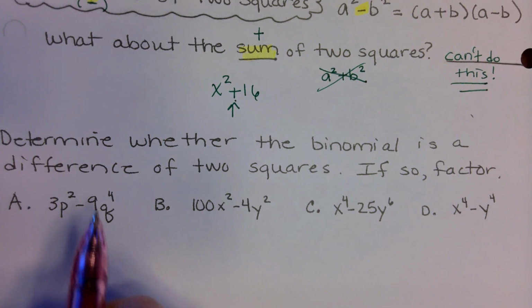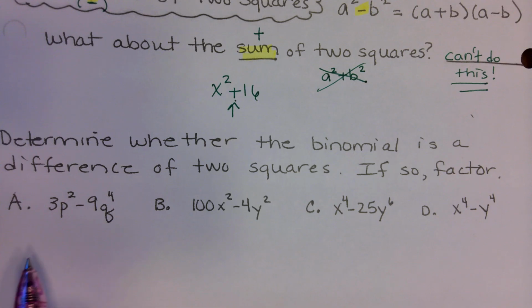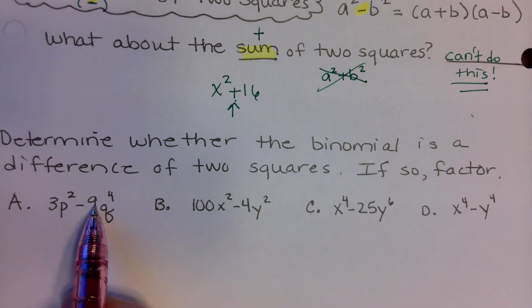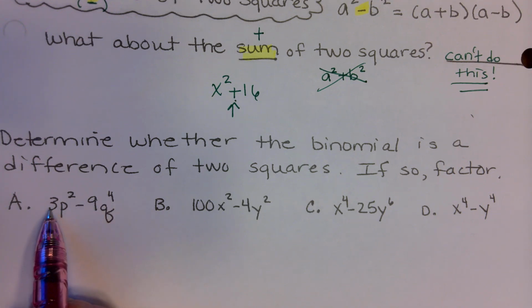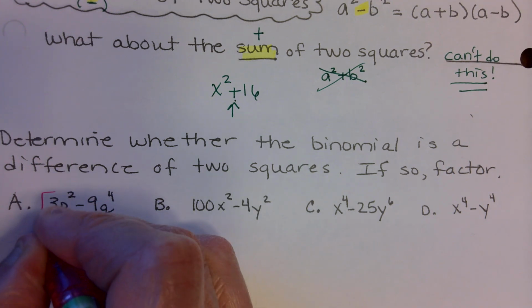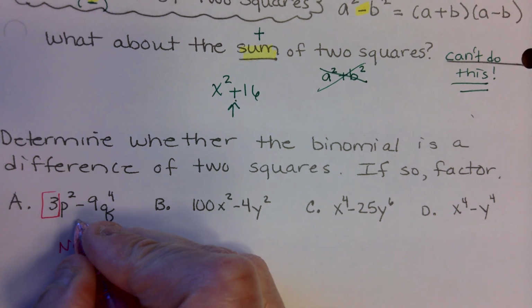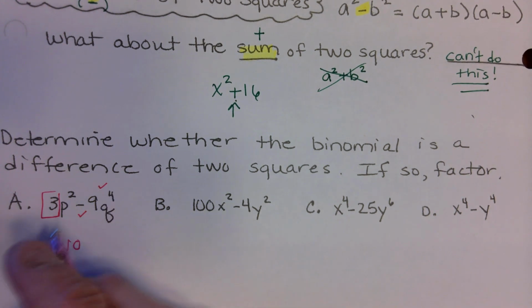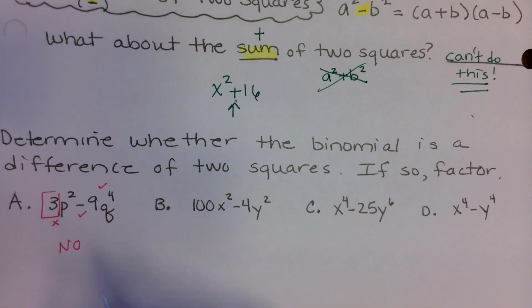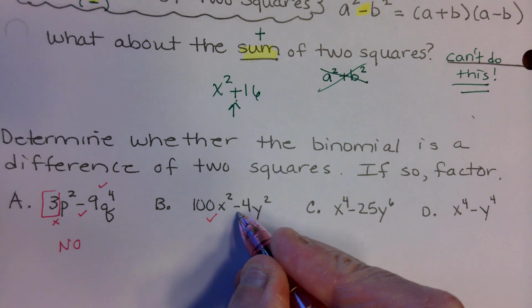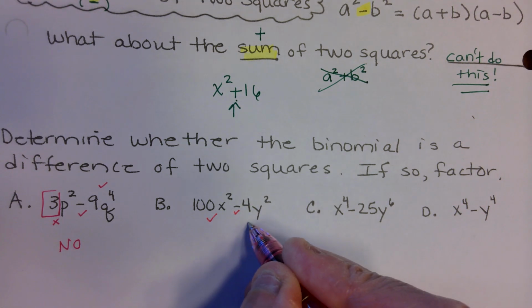All right, so when we look at these, is that a perfect square? The p squared is, the 9 is, and the q to the 4th is, but the 3 is not. No. So we had this check and we had this check, but that term was not a perfect square. Remember, there's 3 checks. This one, check, check, check.